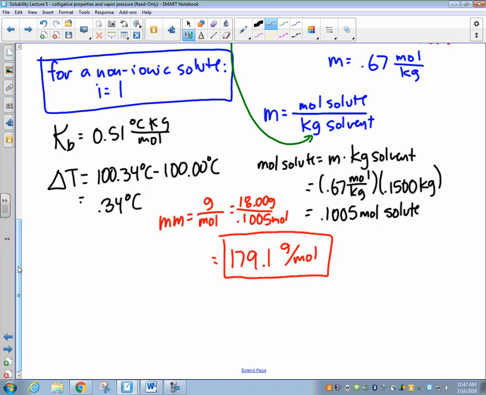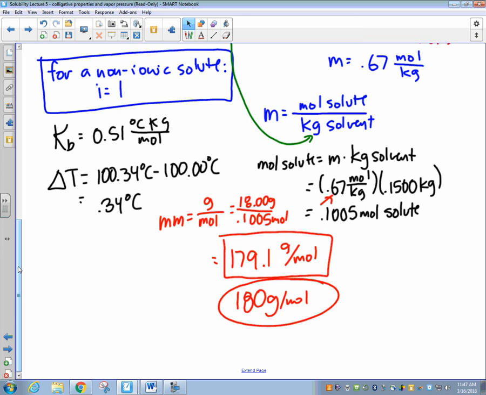Watching our sig figs here, this really should be recorded to two significant figures based upon our molality, which gives me a molar mass of 180 grams per mole of this substance. Which, interestingly enough, happens to be the molar mass of a carbohydrate you all know and love, which is C6H12O6, whose molar mass is again 180 grams per mole.